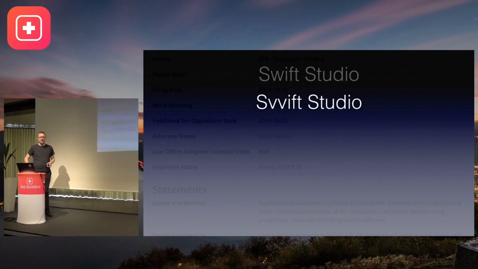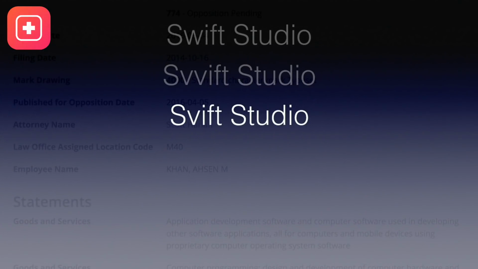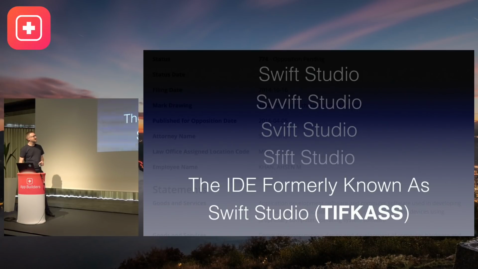But with this Swift Studio name, it's kind of a problem, because it turns out Apple has a trademark for the word Swift. And it may happen that the lawyers make a call and ask you to change the name. So if that happens, I have some thoughts. But I like the last one: the IDE formerly known as Swift Studio, Tifkas. Tifkas is a nice name, right? I could use it like a product.